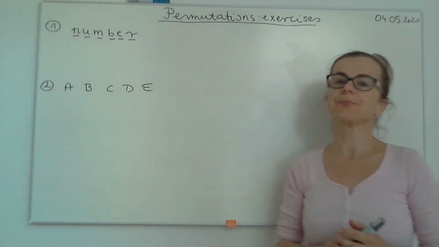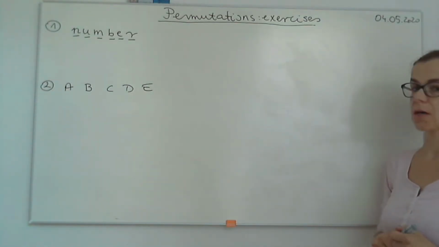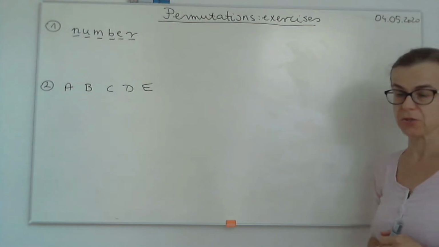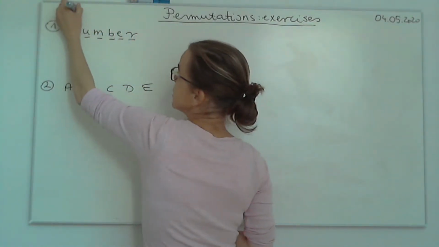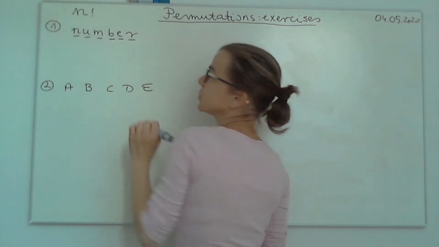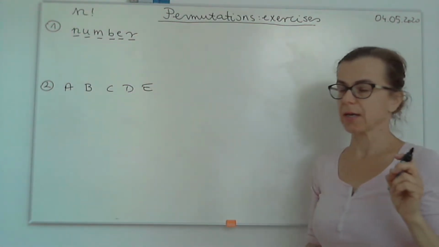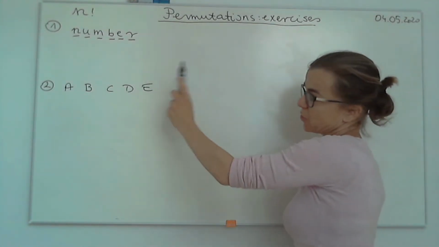Hi everybody. Today we are going to continue with specific exercises making use of permutations. Permutations, we have learned, involve ordering n elements, and n elements can be ordered in n factorial ways. So let's see what our first problem is.